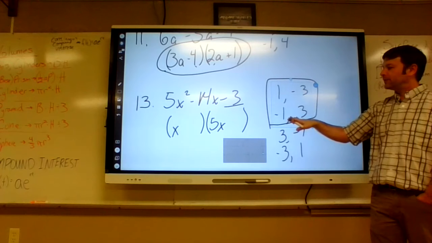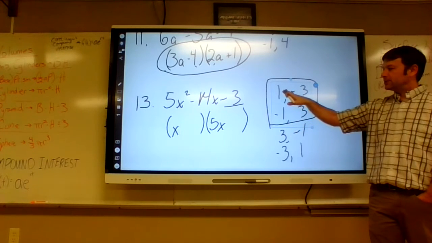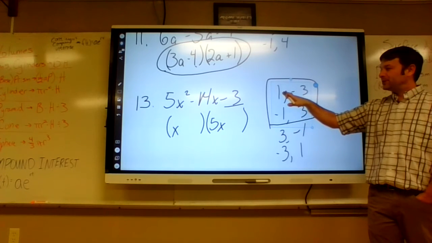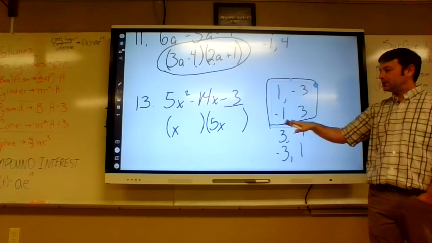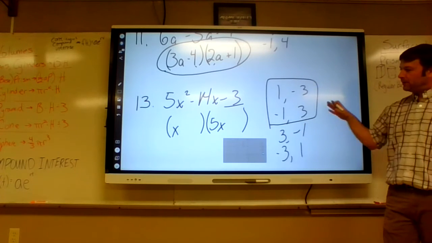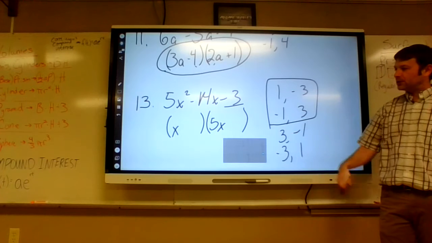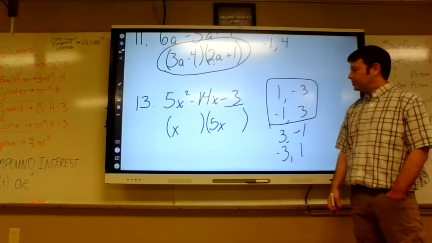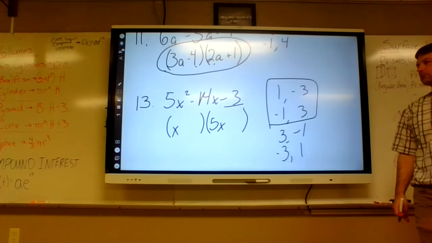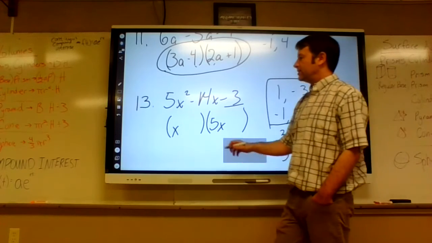So really it could be all of these, but if I check just one, I'm going to immediately know if it's right or not. If it gives me the opposite of my right answer, then I just need to use the other instead. If it doesn't work, I have to switch the order. Alright, which one do you guys want to try? 3 and negative 1.